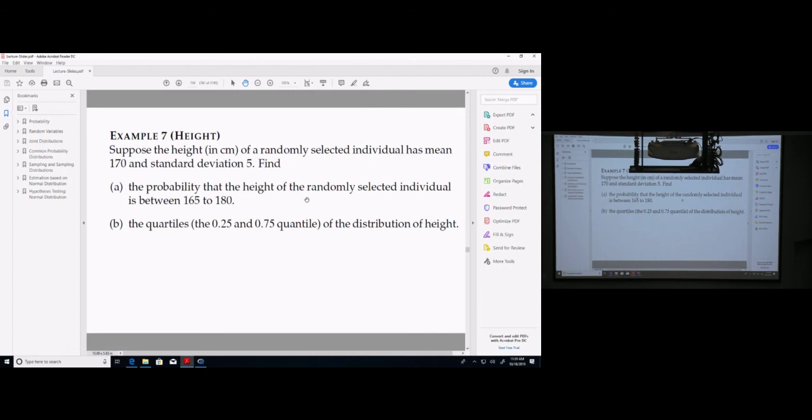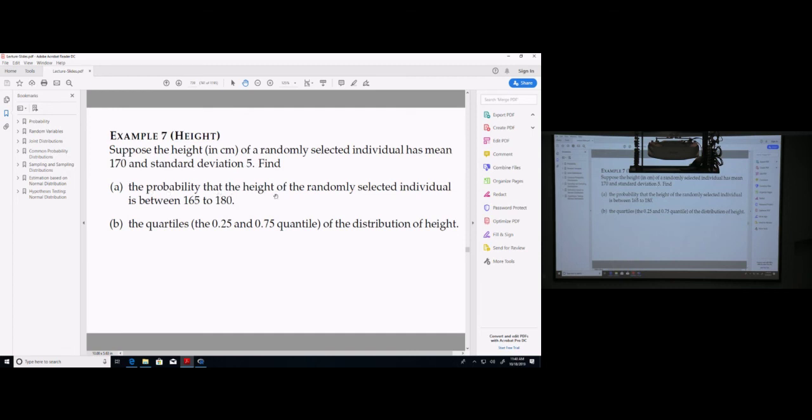Okay, so I will take a few minutes from you guys. Suppose the height in cm of a randomly selected individual has mean 170 cm. So I was saying the mean is 1.7, so I'm pretty accurate. But I exaggerated the standard deviation. I told you earlier it's 10, but it is 5. But I don't know whether this is real anyway.